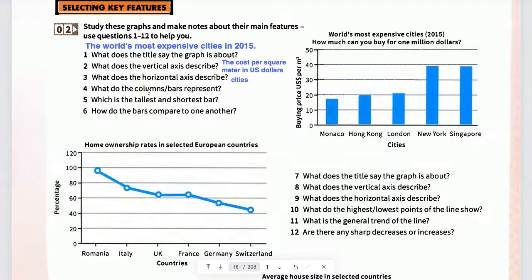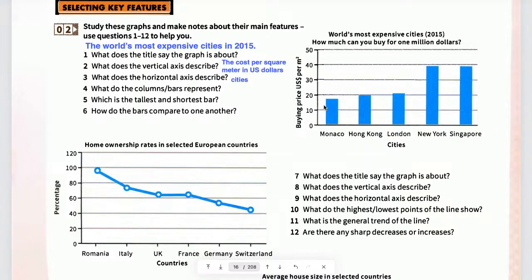Number 4. What do the columns or bars represent? First of all, where are the columns or bars? Which ones represent the bars here? The blue columns. Yes, you're right. So what do these blue columns represent? The cost per square meter in each city. Yes, it represents the cost per square meter in each particular city here, right?